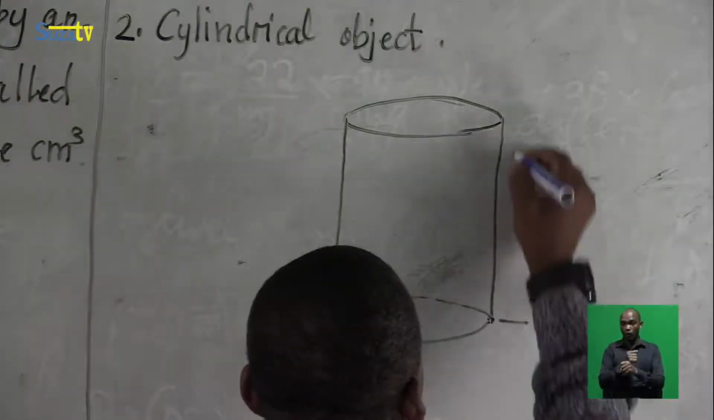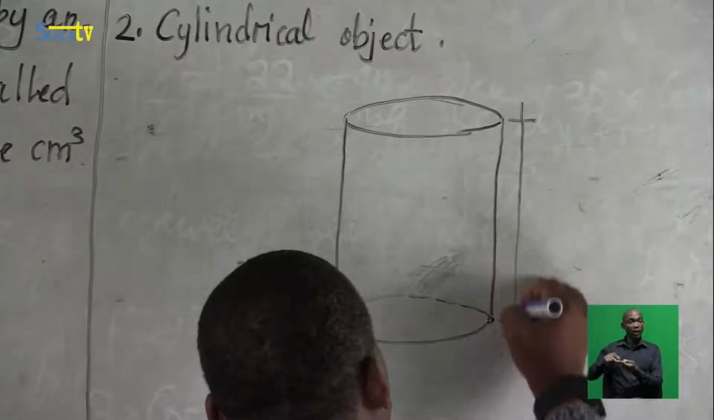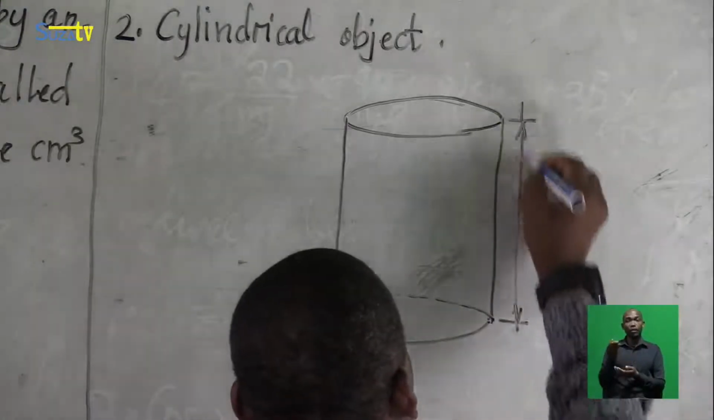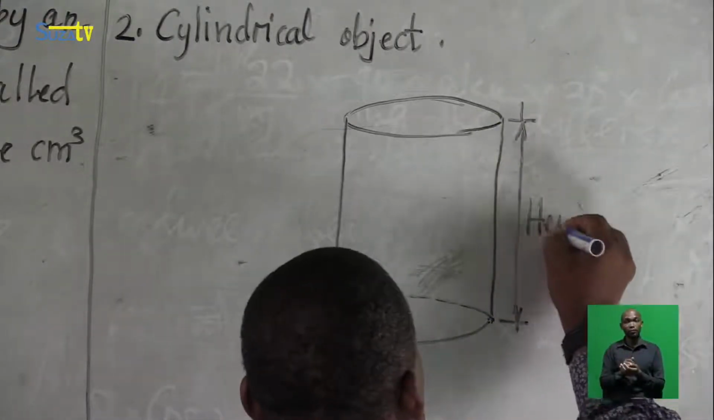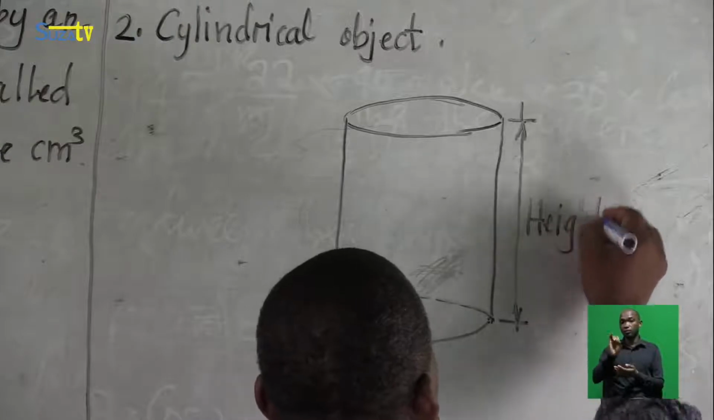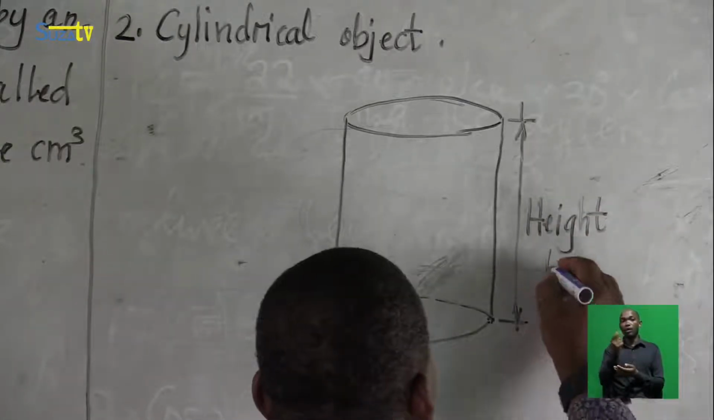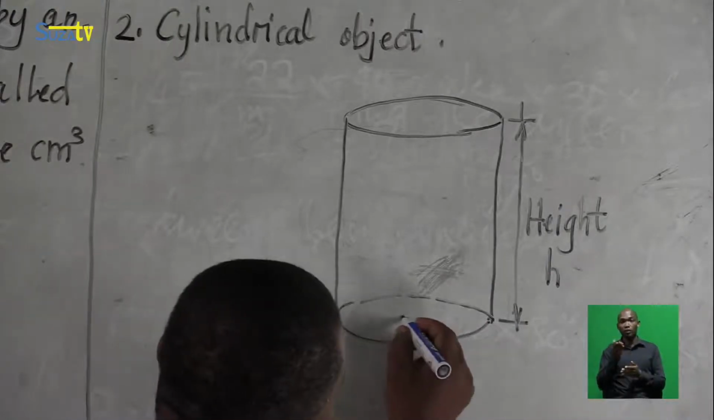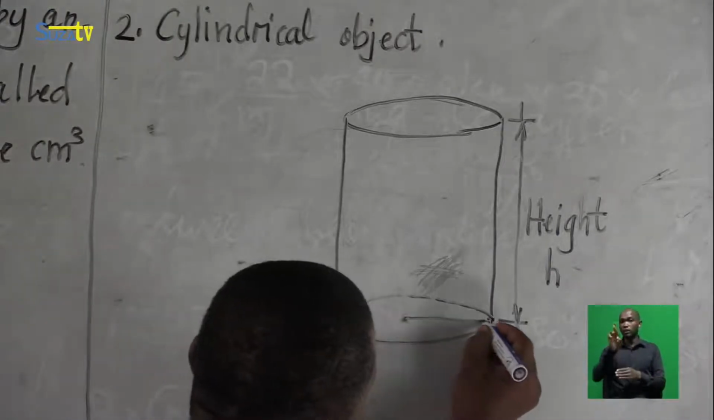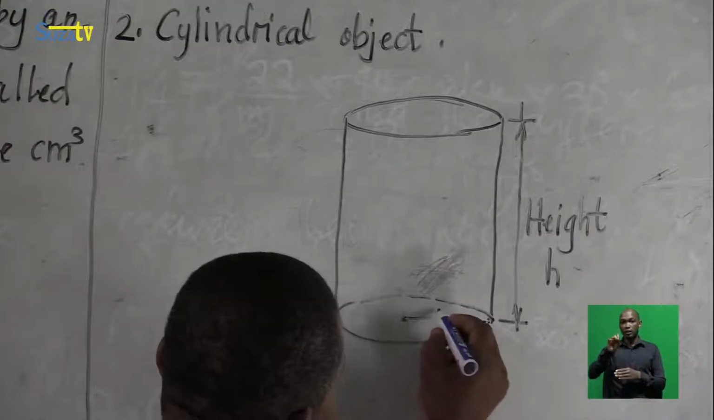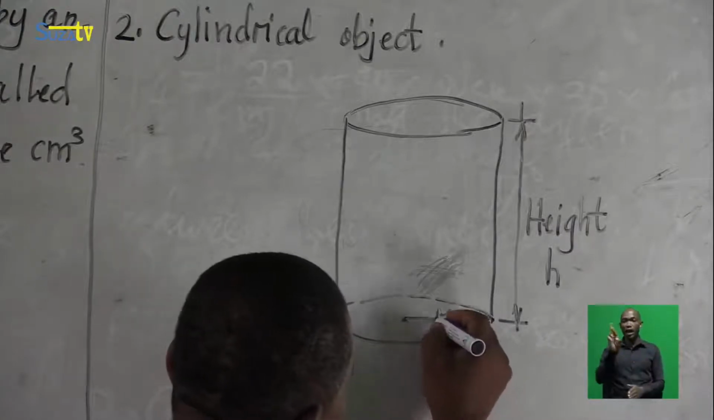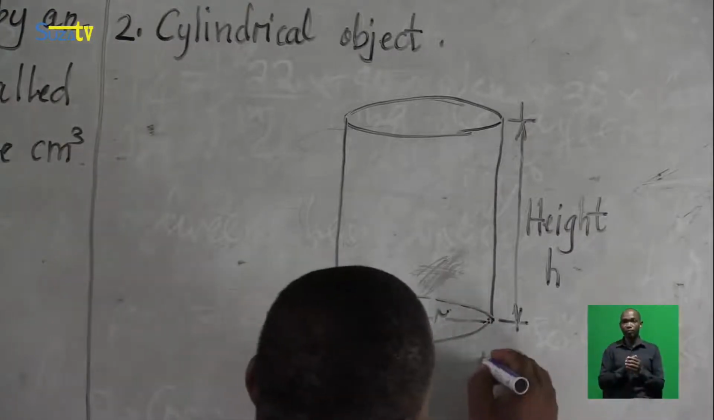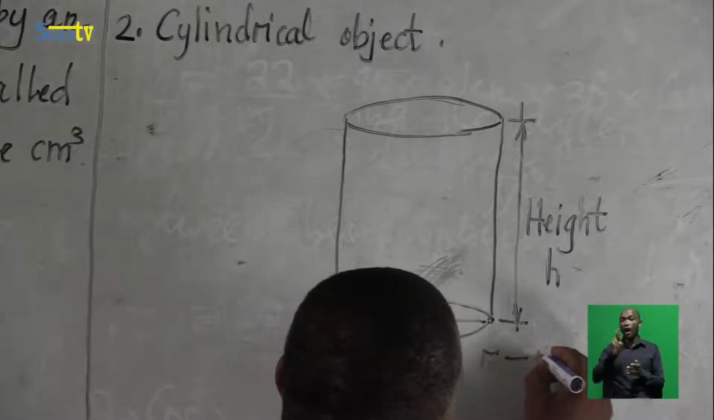We have the height. This is the height represented by h. Another dimension that we're going to use is the radius, which is denoted by small r. So here r is the radius.